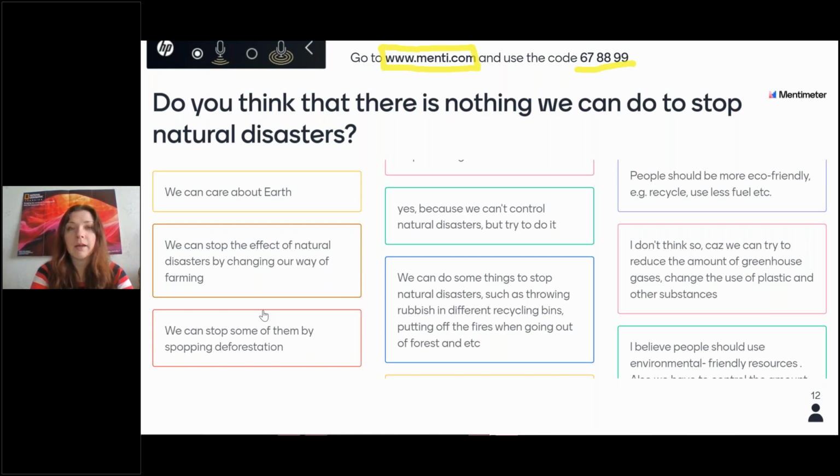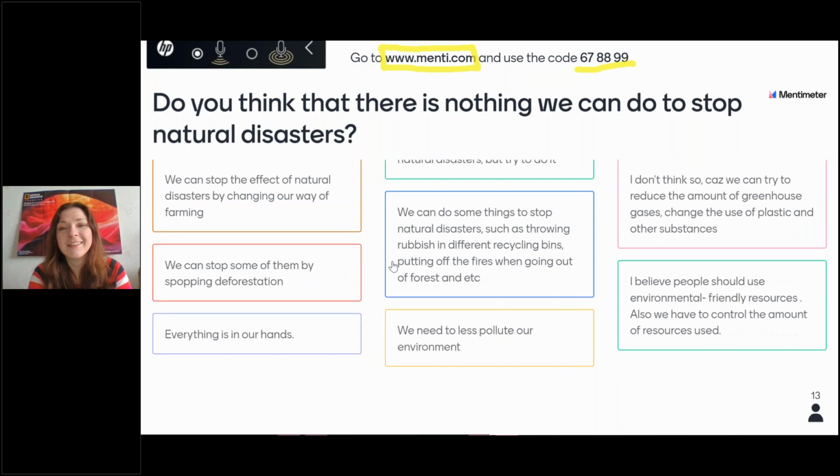I agree. Yes, we can do some things to stop natural disasters, such as throwing rubbish in different recycling bins, putting off the fires when going out of the forest. That's right. So we need to start from ourselves, at least, yeah, and it can stop a lot of disasters. I don't think so, because we can try to reduce the amount of greenhouse gases, change the use of plastic and other substances. Yes, so that's our planet. We have to look after it.